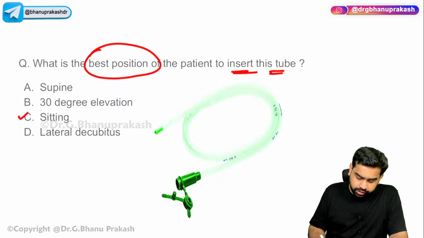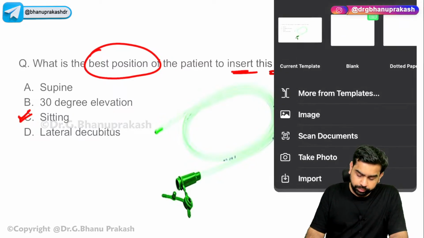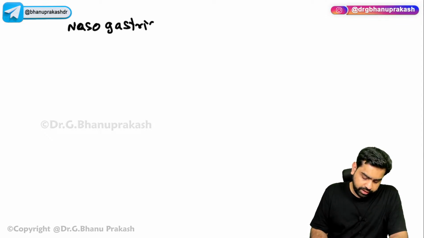Yes, it is in the sitting position with the neck flexed. Okay, so let's talk a bit about your nasogastric tube. What is the best position to insert this?